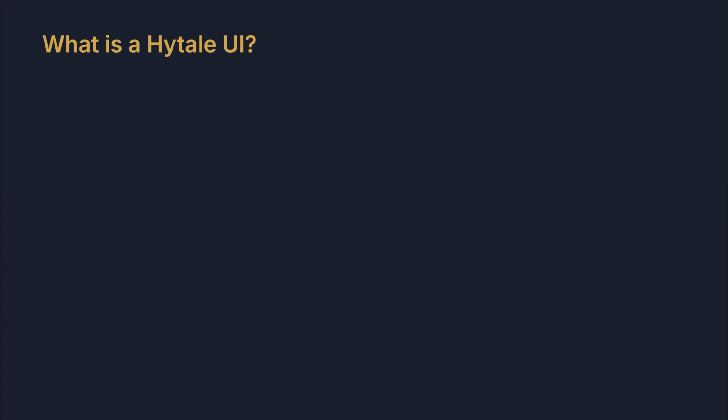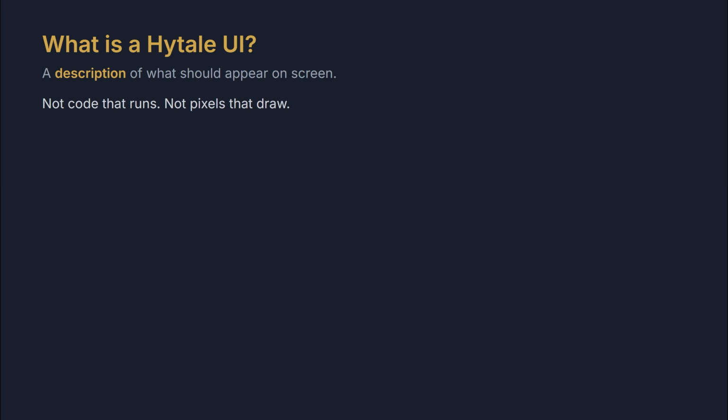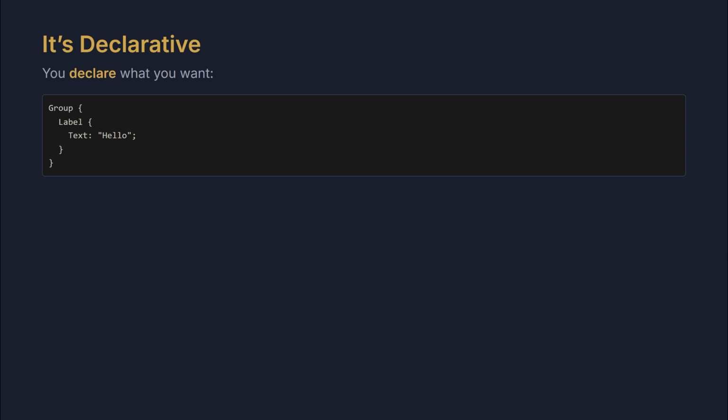So we need to understand the big picture. What is a Hytale UI? It's just a description of what should appear on screen. It's not code that runs, not pixels that draw, just a description. Hey, put a box here with this text inside. So it means it's declarative. You declare what you want. This is an example of a .ui file. We have a group, we have a label, we have a text. And Hytale figures out how to draw it.